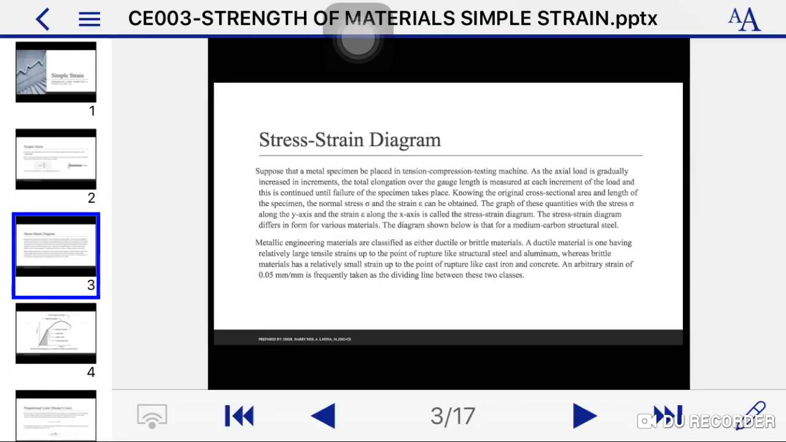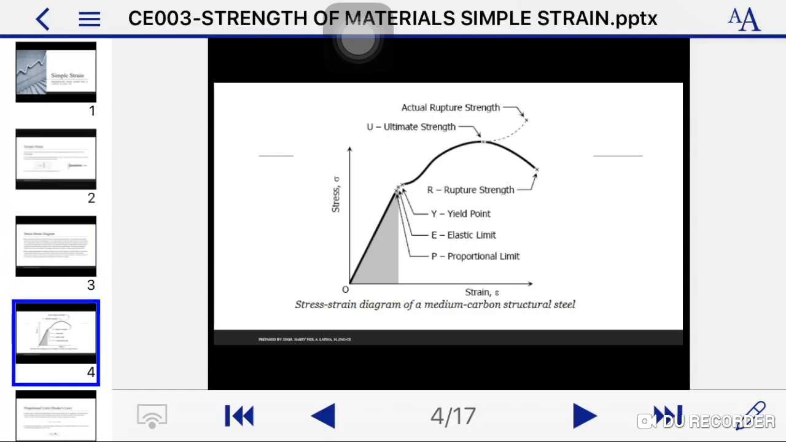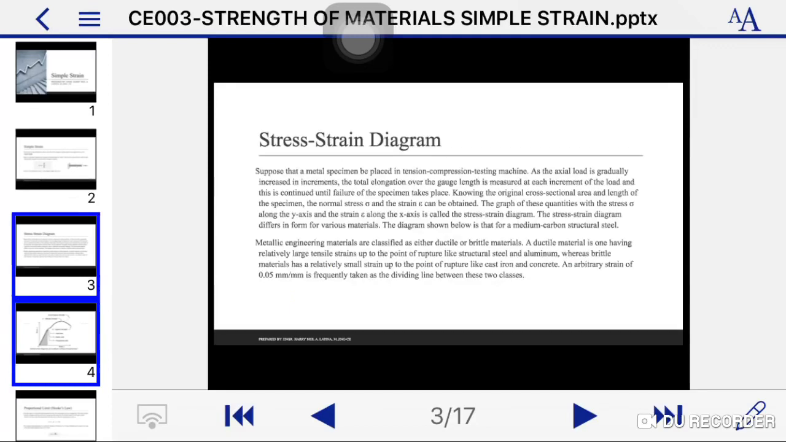For the stress-strain diagram, suppose that a metal specimen is placed in a tension-compression testing machine. As the axial load is gradually increased in increments, the total elongation over the gauge length is measured at each increment of the load, and this is continued until failure of the specimen takes place. Knowing the original cross-sectional area and length of the specimen, the normal stress and the strain can be obtained. The graph of these quantities with the stress along the y-axis and the strain along the x-axis is called the stress-strain diagram. Here is an example of a stress-strain diagram for a medium carbon structural steel.